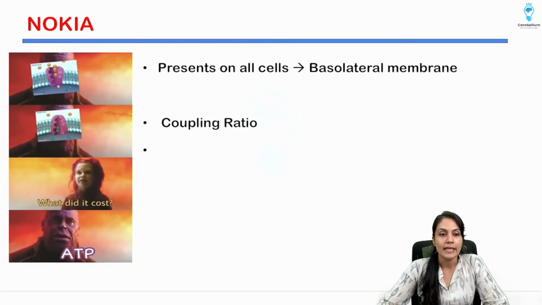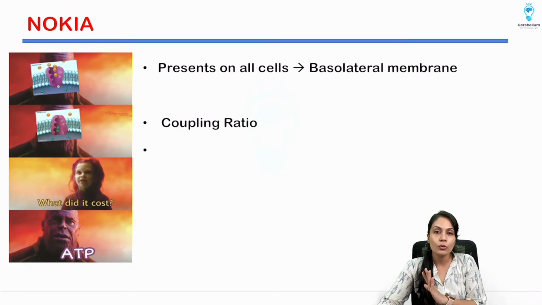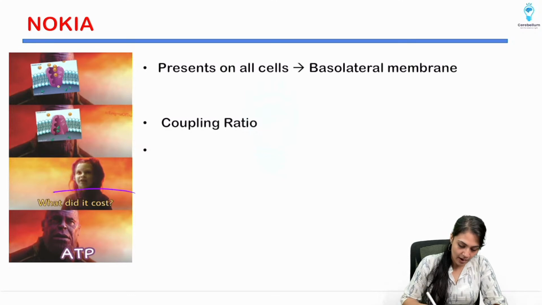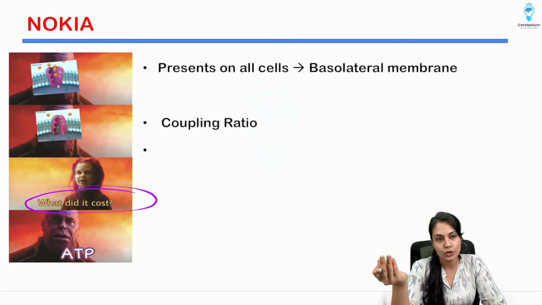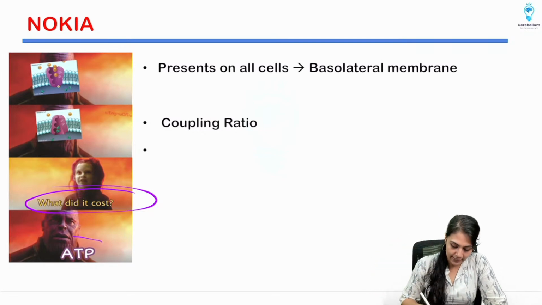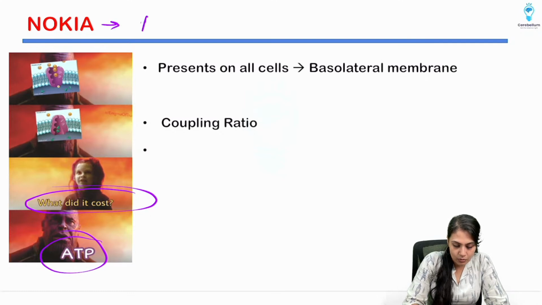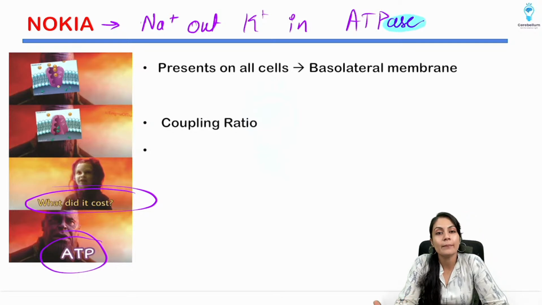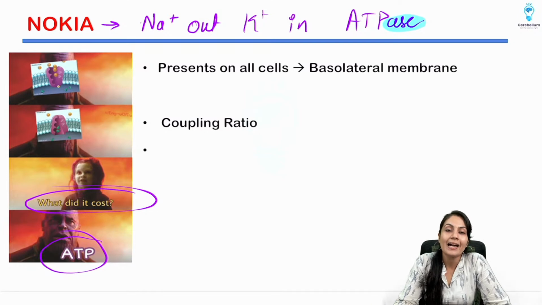So see over here, if this is the sodium potassium pump, we know sodium potassium is the active pump, right? And if someone asks what it costs, it is going to say ATP. Why? Because this is sodium out, potassium in, ATPase. ATPase means definitely it requires ATP. That means it is going to be active transport which is happening over here, right?